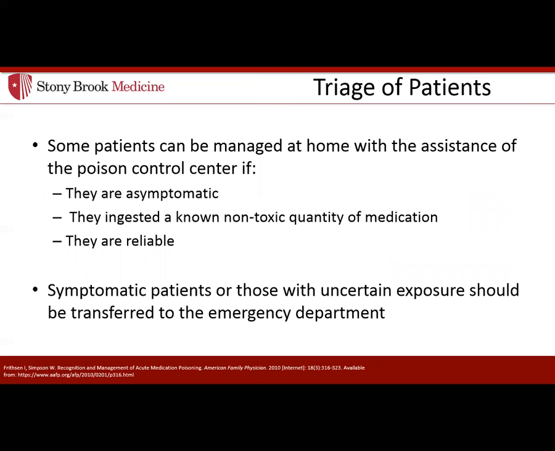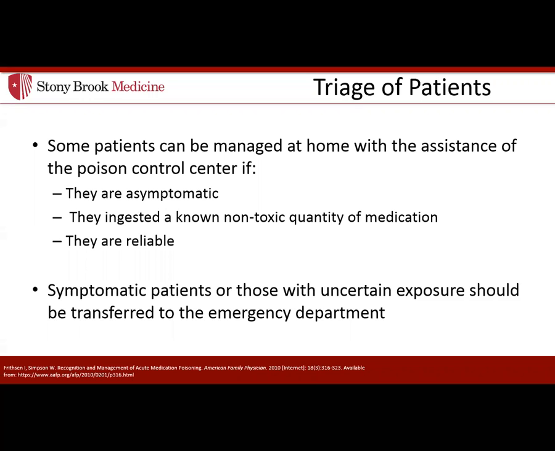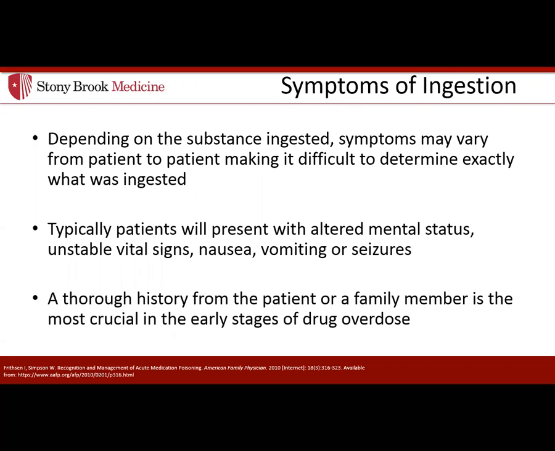Patients that call the Poison Control Center can be triaged as deemed appropriate. Some patients can be managed at home with the assistance of the Poison Control Center or their physician's recommendations, if they are asymptomatic, if they ingested a known non-toxic quantity of medication, and they are deemed a reliable source of information. However, patients that are symptomatic or those with uncertain exposure should be transferred to the emergency department immediately. Depending on the substance that was ingested, symptoms may vary from patient to patient, making it difficult to determine exactly what was ingested.